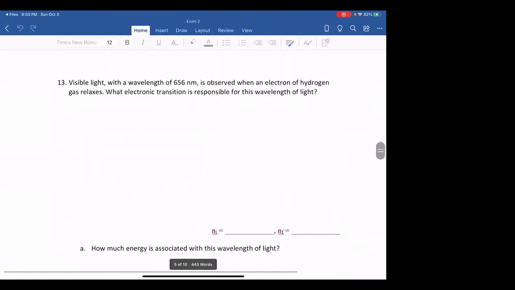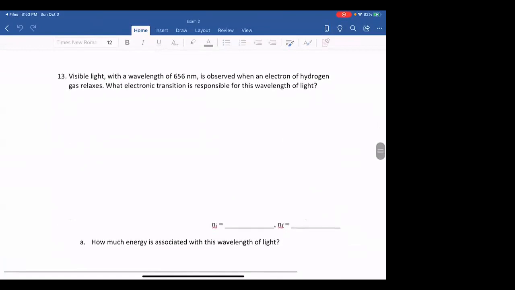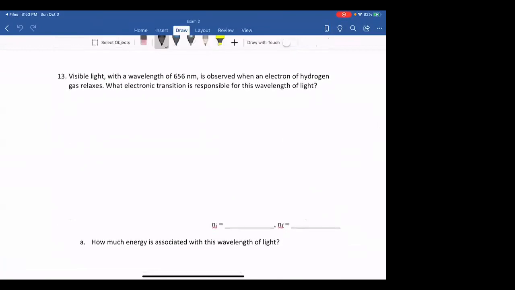Okay, this is the problem I did previously. What I saw is visible light. I saw 656, and I saw an electronic transition, a way to say energy level. So with this particular one, you're going to be using the Rydberg-Balmer to solve it. Okay.